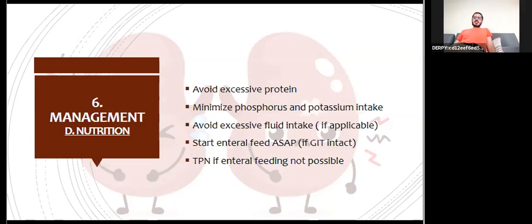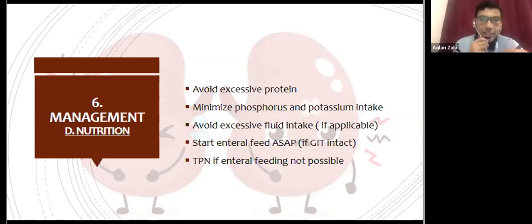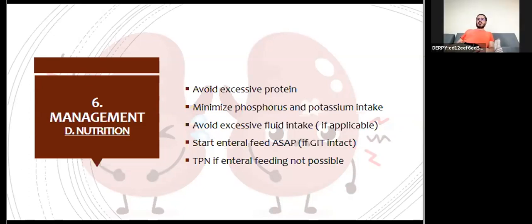Why do we need to avoid excessive protein? To reduce stress to the kidney. Yes, burden on the kidney, because the kidney will metabolize the protein. Yes, so reduce burden on the kidney. Very good.